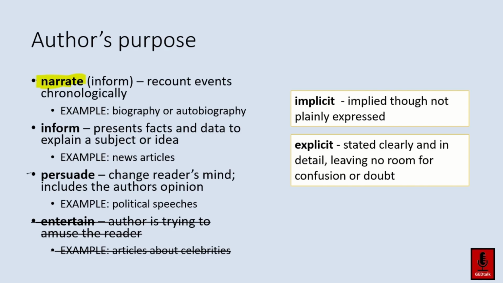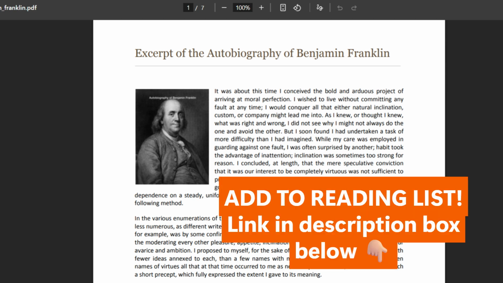And so if you have an author who's narrating or informing you about something, they're going to be recounting events chronologically. And so the example we can think about is if you read an excerpt from a biography or an autobiography. That is something where you could say, okay, the author's purpose in writing this was to share some information to inform me about the events that took place during somebody's life. If it's an autobiography, we know because of that word auto, it's the author writing about themselves.